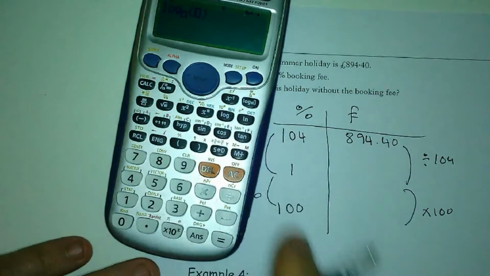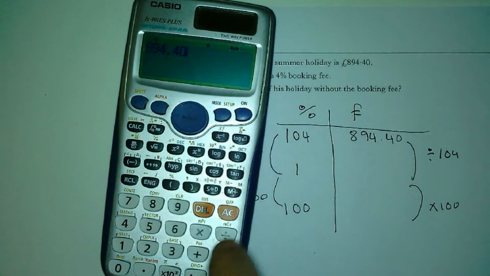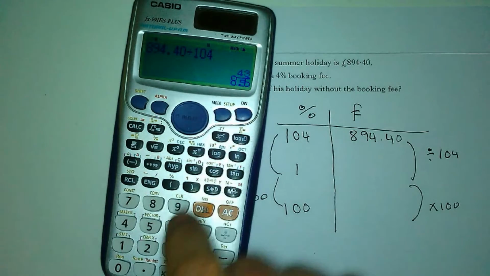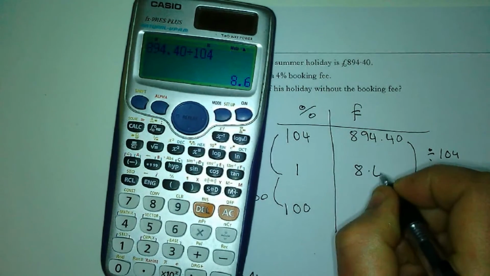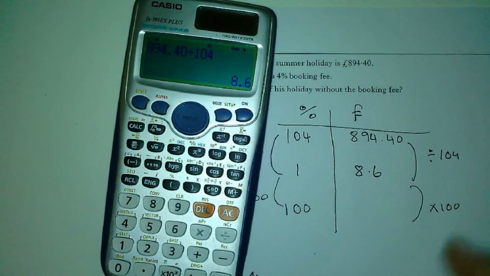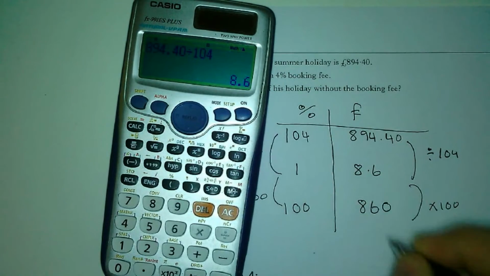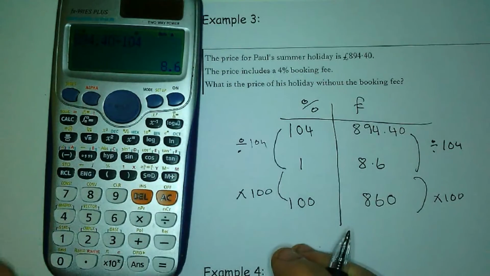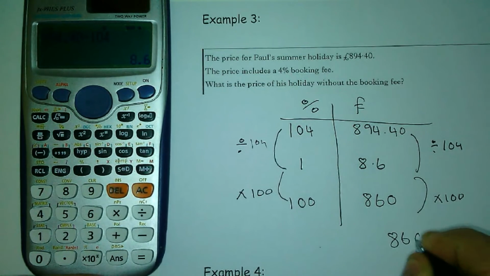So obviously this is a calculator. So 894.40 divided by 104 is 8.6, times by 100, and it was 860. So the holiday price without the booking fee would be £860.